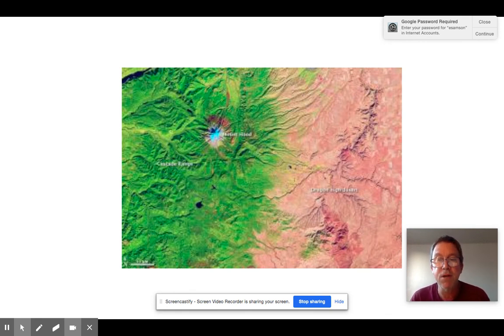Okay, so that's got it for convection, weather, and all the associated things with it.